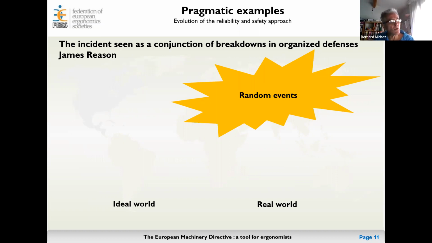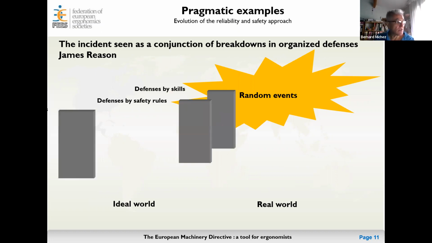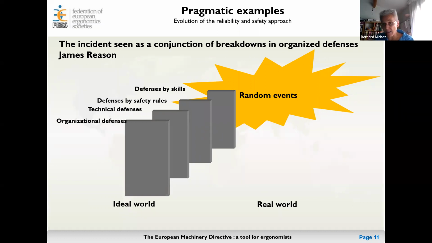You've got a random event, and two ways, the ideal world and the real one. We have defenses put in place in every working situation: skills, which is what people know how to do; safety rules, which we know because we have been educated around them; technical defenses, where the equipment includes some defenses by itself; and organizational defenses, meaning that several services coordinate to see what can happen and prevent it. This is the ideal world.